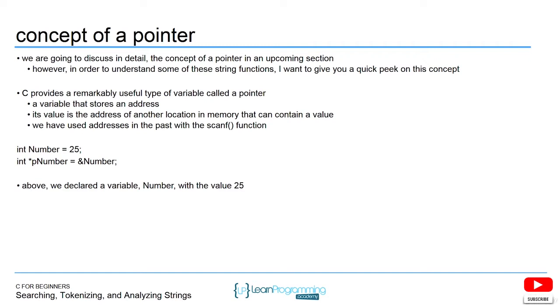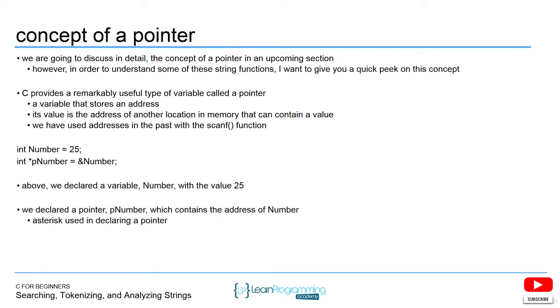Remember, with pointers, you create a number, int number, and that's not a pointer, and it's equal to 25. But if you get the ampersand of it, which is the address of it, you can then assign it to a pointer. A pointer has special syntax in C. The asterisk represents a pointer. So we declared a variable number with the value 25, and then we declared a pointer using the asterisk named pNumber, which contains the address of number. And again, the asterisk is used to declare the pointer. That's how you know it's a pointer data type.